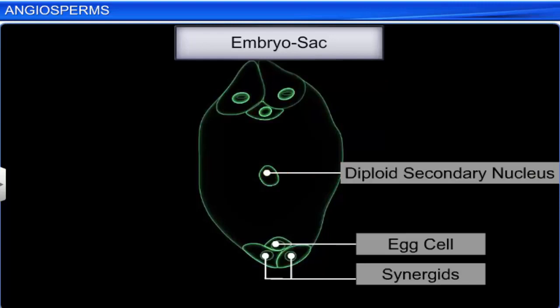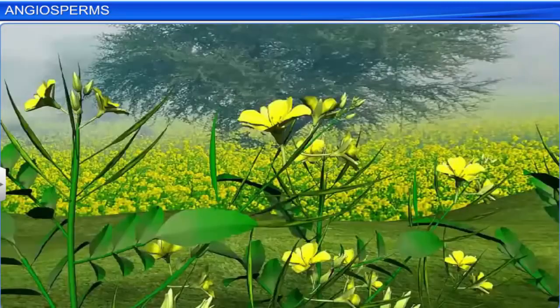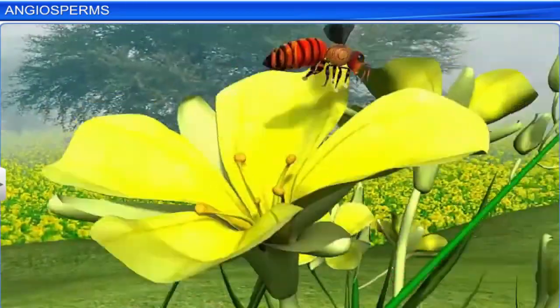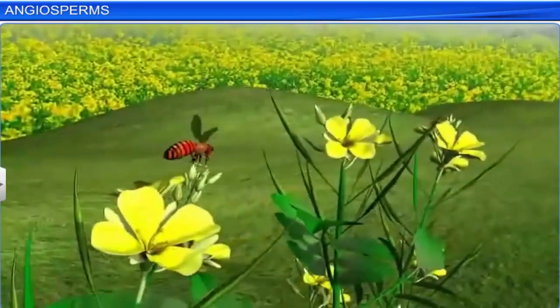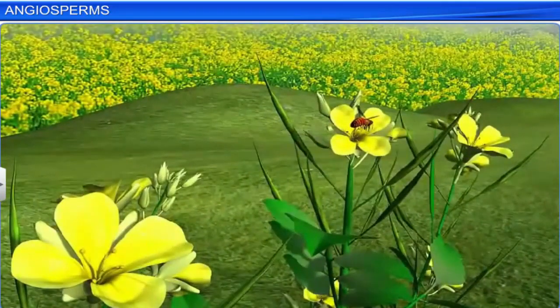The embryo sac now becomes ready for fertilization, which in the case of angiosperms takes place by a process called pollination. During pollination, the anther disperses the pollen grains, which are then carried by agents such as the wind and insects, and are deposited over the stigma of a pistil.